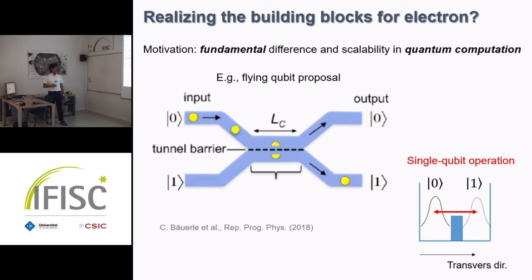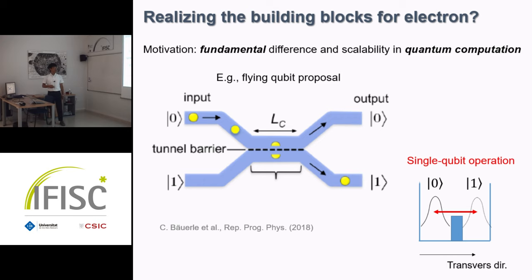in this region. So in this region, let's say I plot the wave function of the electron in the transverse direction, and when I follow the motion of the electron, then here the wave function is localized to one side. But when the electron arrives in this region, there is a tunnel barrier like this. So for the electron, it feels that the tunnel barrier is lowered suddenly. And as a typical example of the current oscillation, because of this sudden change, the electron starts oscillating between the left localized state and the right localized state. And this basically can be used for single qubit operation.